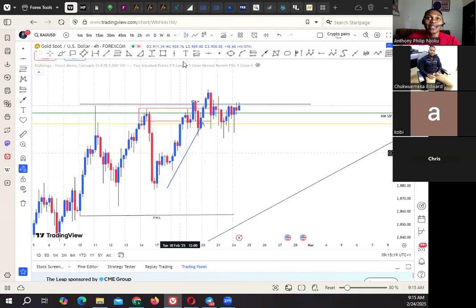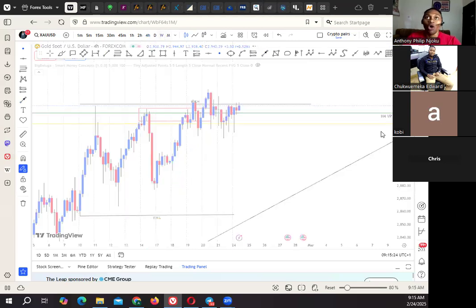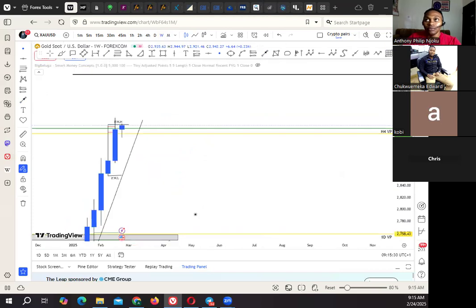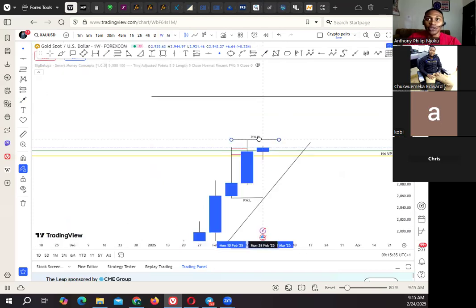Every other thing for gold, I just ignored. So let's update the current structure on gold. Let's start with the weekly time frame. On the weekly time frame, we just have to update the current week high. This is the previous week high now, and this is now the previous week low. Good. After that, we'll go down to the daily time frame.